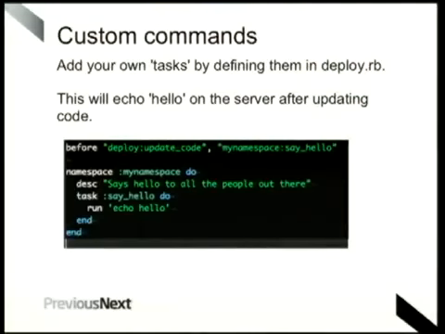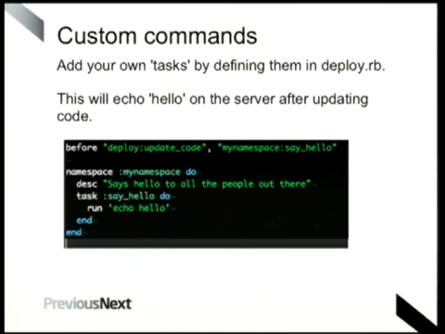Okay, so how to add in custom commands. Essentially, it's all in Ruby. You can put this in your deploy.rb file. You don't have to create a library or do anything especially tricky. And this is the syntax of how to do something on the server. So in this example, I'm just trying to echo something on the server.